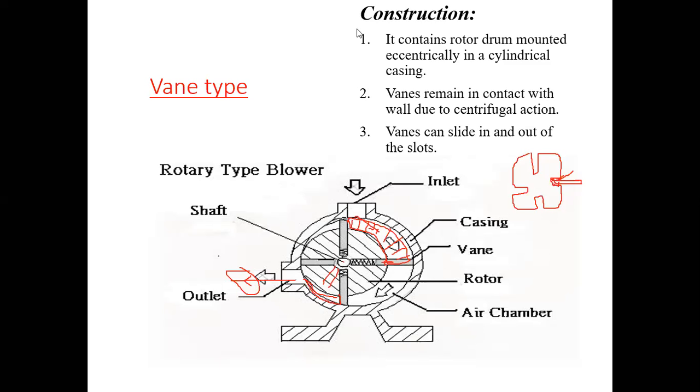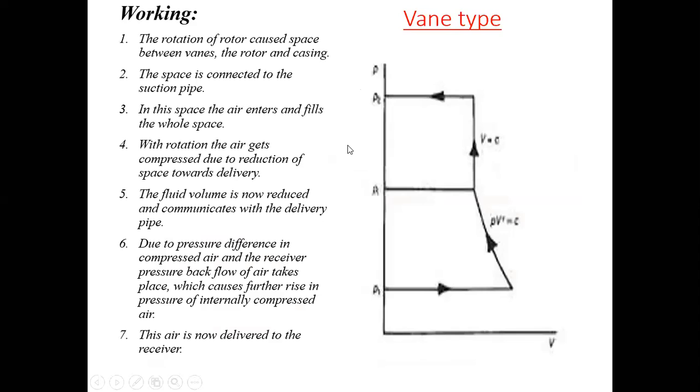Then we'll move towards the next type of compressor. This is how the pressure rise takes place. This is just a pressure volume diagram where pressure increases and volume decreases. This is how it is done in the case of a vane type of compressor. So here is the working, that I already told you. This is the basic working principle of a vane type compressor.